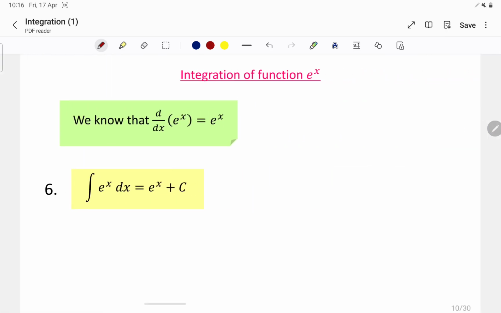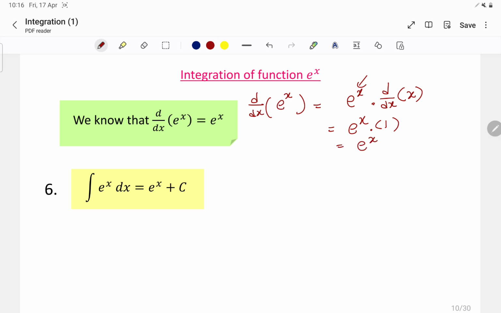Okay, we proceed to the next one, where we have integration of function e to the power of x, which is exponential. Okay, now we know that when we differentiate, we have function e to the power of x. When we differentiate this guy, you're gonna get e to the power of x, and then you have to differentiate the power, which the power here is x. So you're gonna get equal to e to the power of x. Differentiate x become 1. So you multiply with 1, the answer is e to the power of x, right?